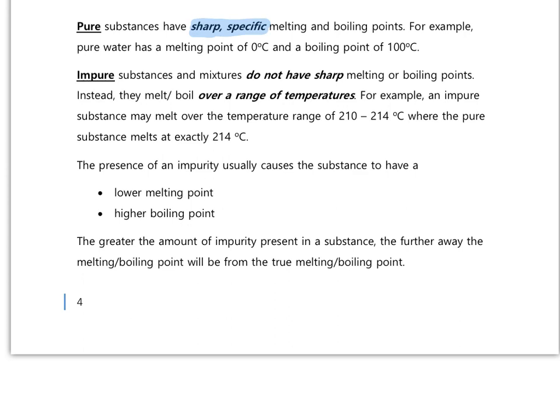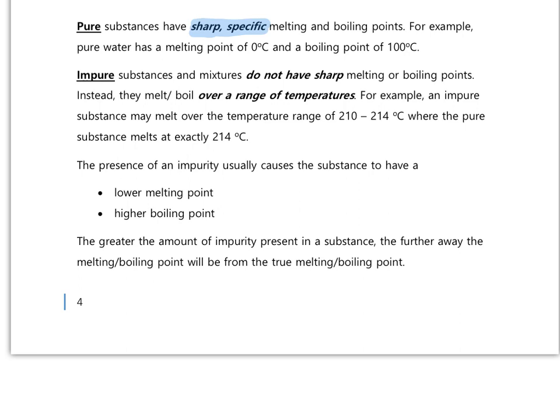So it's sharp and it is specific. It won't melt over a range of temperatures, like from -2 until 3 degrees C. It will be sharp right at 0 degrees C, and it will be specific to the particular substance that it is. And the same is said for the boiling point as well. So for example, pure water will have a melting point of 0 degrees C and a boiling point of exactly 100 degrees C. Those melting points and boiling points are sharp and they are specific. So you really, really need to learn those two words. Pure substances have sharp, specific melting points.